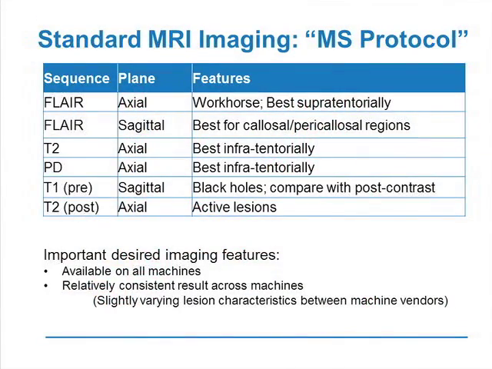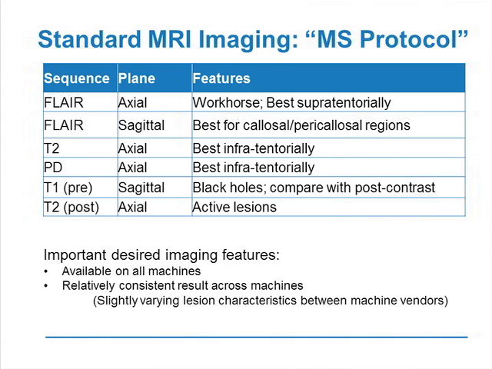You can see on this slide a list of the protocols, the sequences that we use for multiple sclerosis. There are two FLAIR sequences typically, a T2 weighted sequence, proton density, and then typically with contrast there's both a pre and a post. And you can see on this slide, and I'll show you pictures in a second, the different imaging features and the different planes that you'll have here.